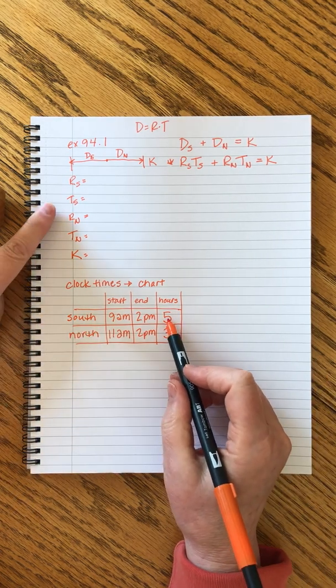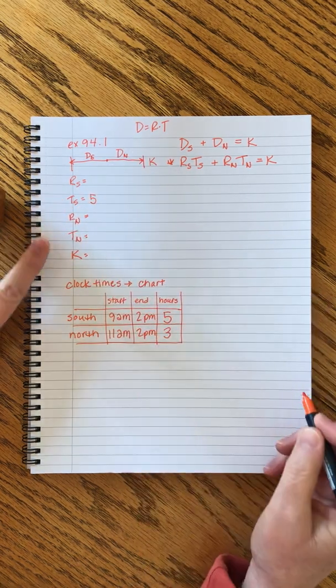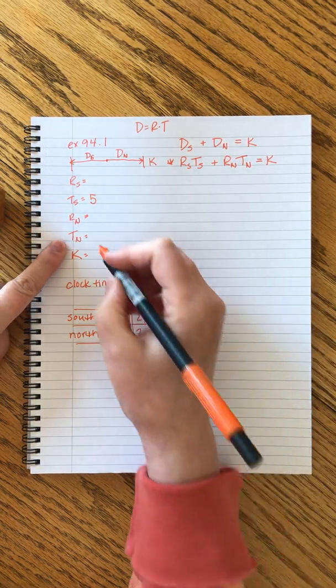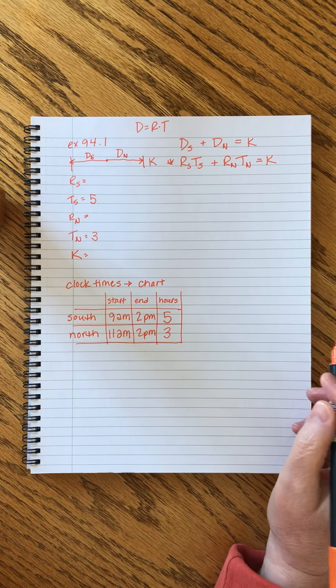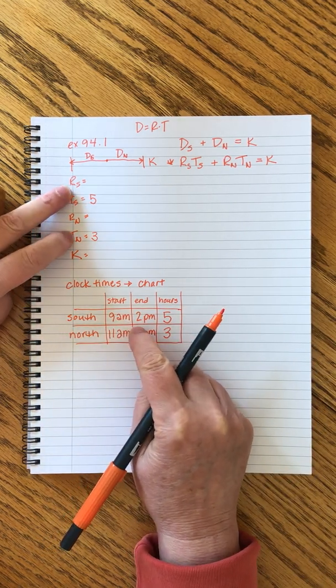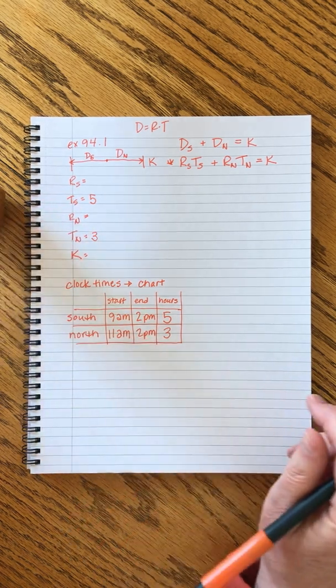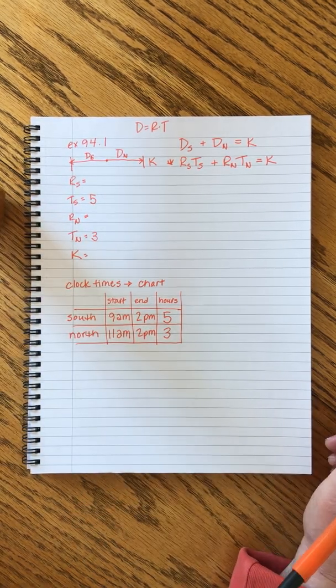Okay, now I've got my times. The time of the southbound bus is 5 hours. The time of the northbound bus is 3 hours. That's how we convert times on a clock into the hours that actually elapsed. That's what we need in the problem. Okay? Okay, let's go back.